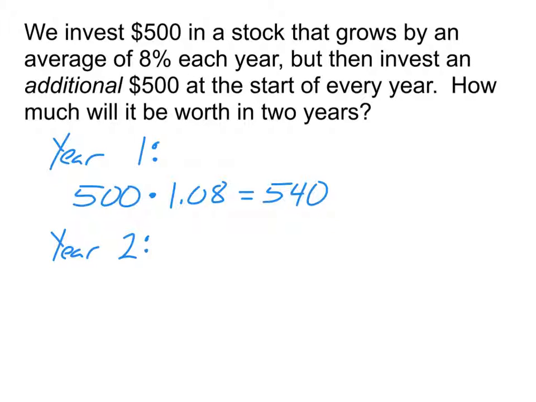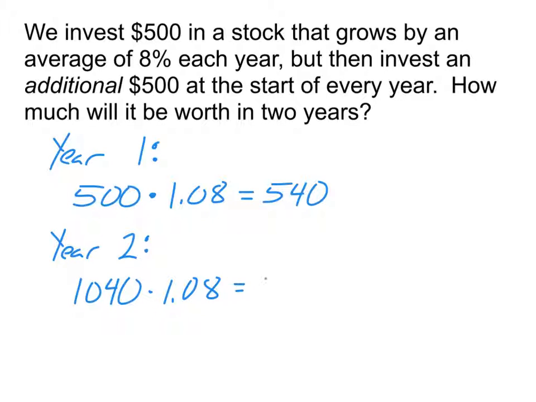what is my starting amount in year 2? It's going to actually be the 500 plus the 540, because at the start of the year, I had 540 already in the account. But remember, I'm investing an additional $500 at the start of every year. So at the start of this year, I actually have $1,040. That's why I can't just take the original amount and square the 1.08, because I wouldn't be investing the additional 500. And so I'm going to take the 1,040 and multiply that now by 1.08 to figure out how much I'm going to have at the end of year 2.